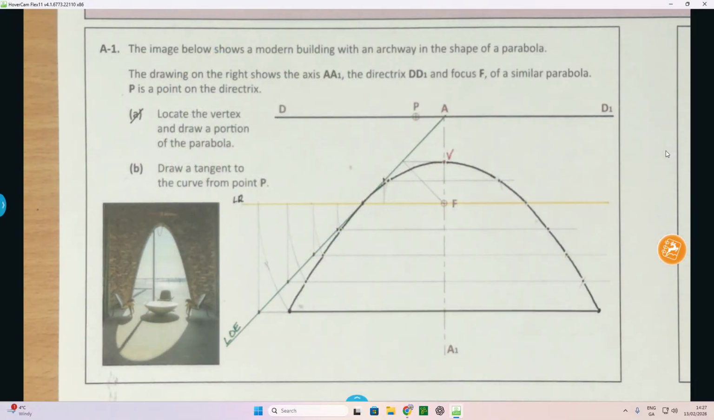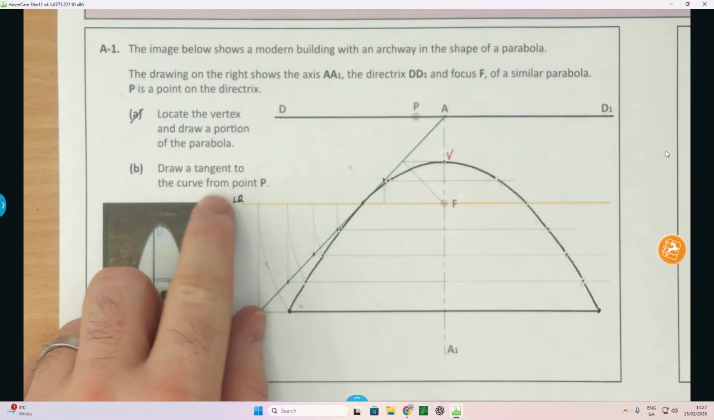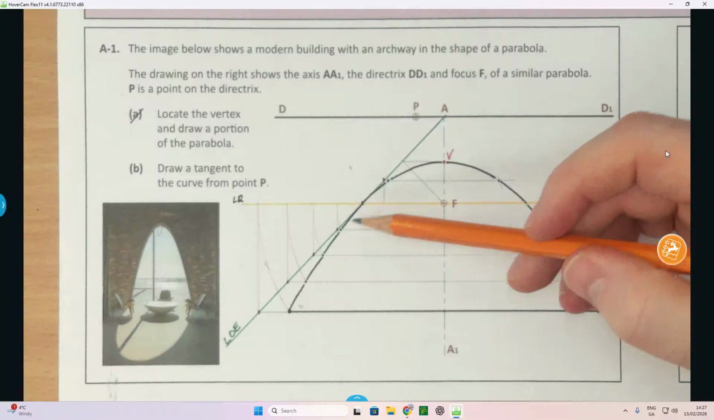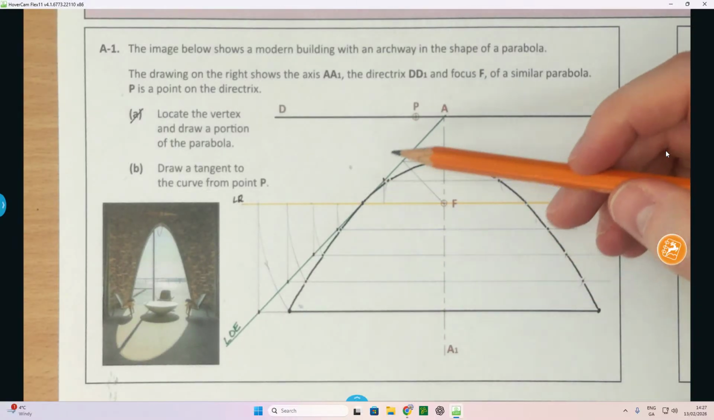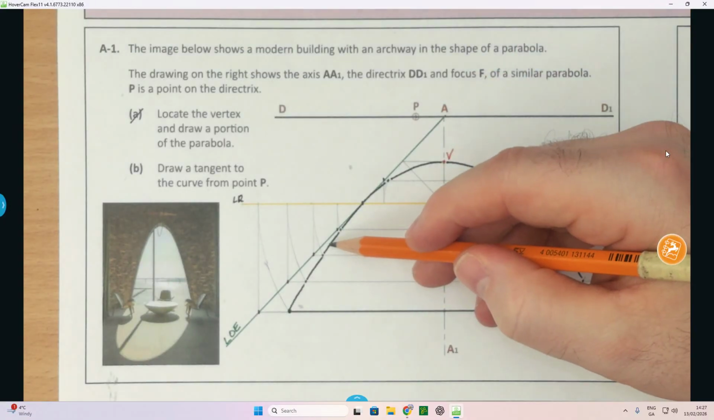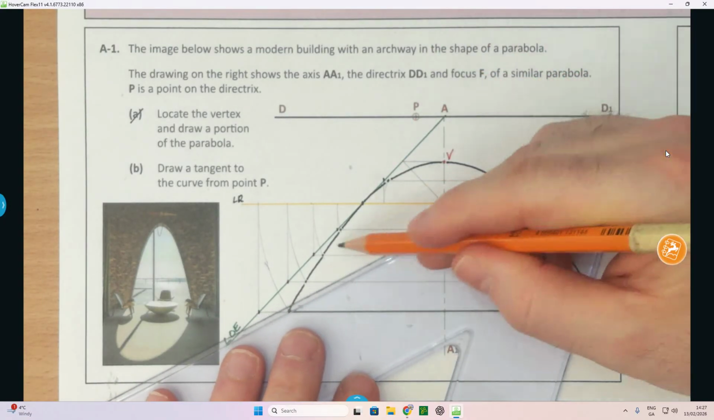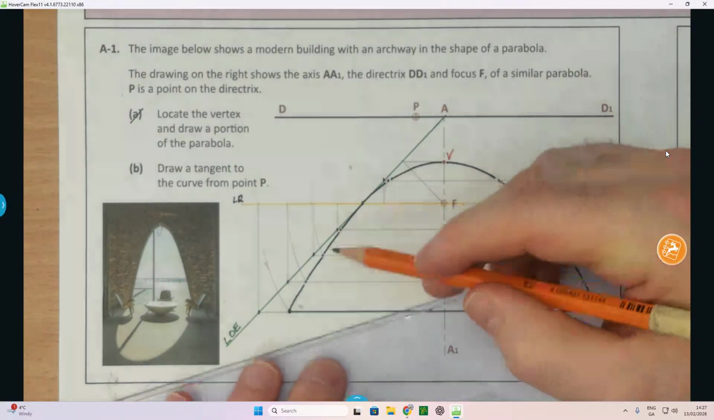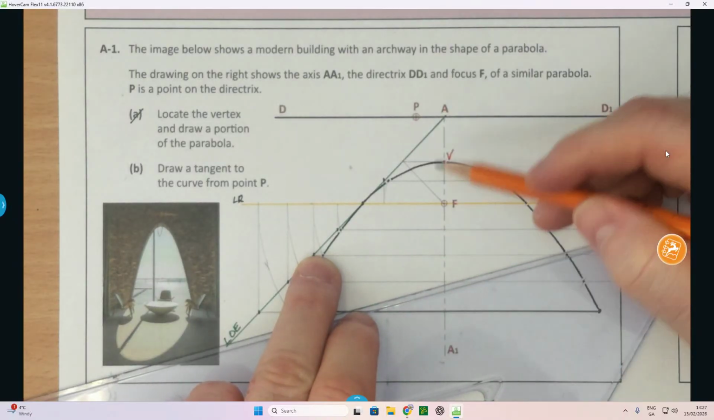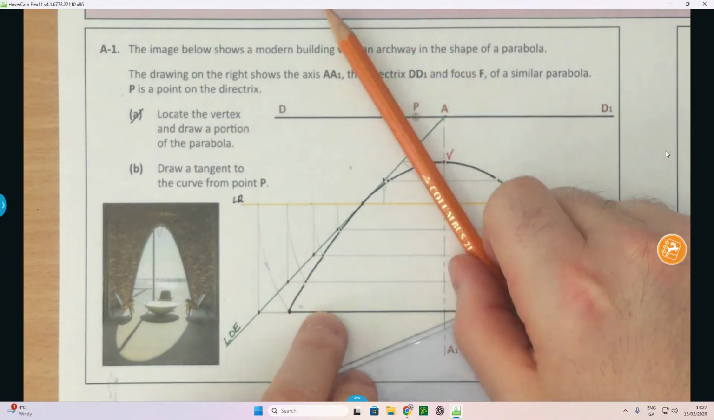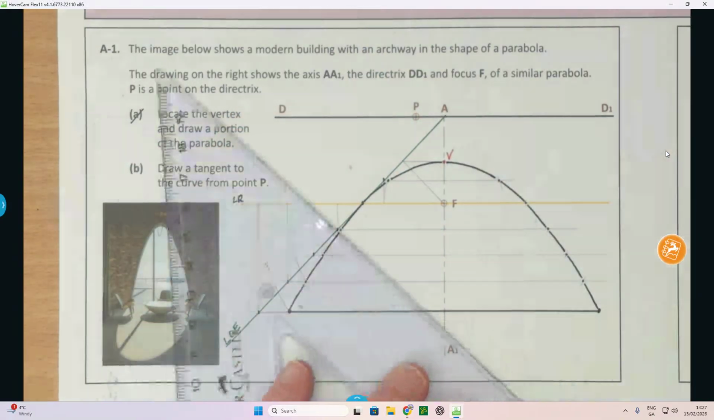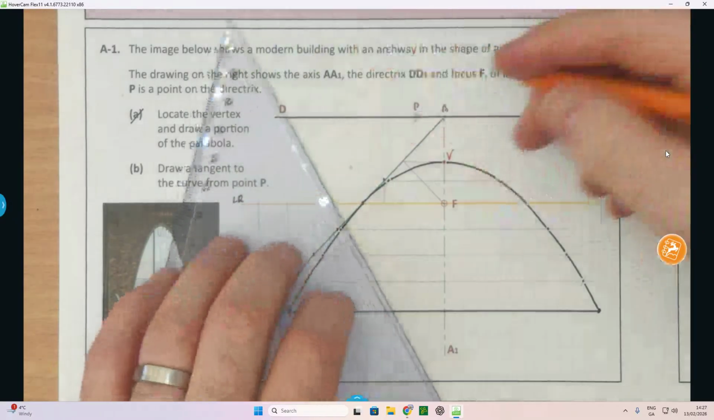Now the next part of the question tells us, draw a tangent to the curve from point P. Okay, now in regards to doing a tangent, sometimes they'll give you the point on the curve. In this case, they told us that point P is on the directrix. Now if there was a point on the curve, the method is you would go from the point on the curve to the focus, you would create a line. So let's say, just for argument's sake, that we had a point right here. You would connect it to the focus, and then that line there, you would go perpendicular to where it hits the directrix. Where it hits the directrix, that's another point in your tangent, you can draw your tangent. So in this case, it's just the same thing, only we're working from the directrix first.